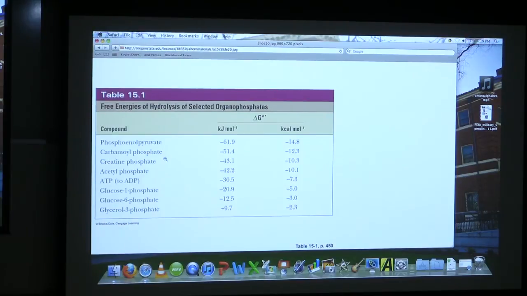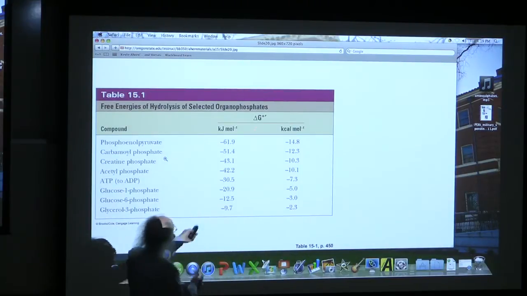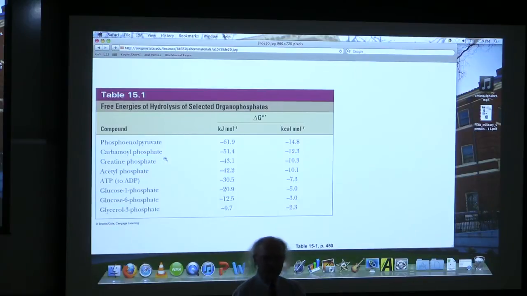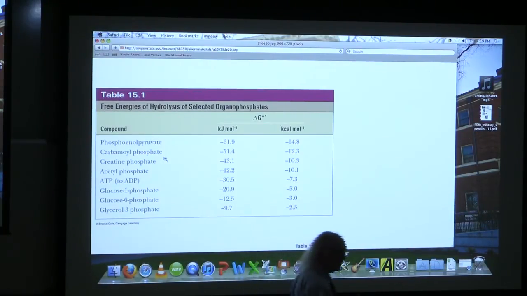Now, this table I find really interesting. Okay? Look at the energy of ATP. Here's the delta G 0 prime. That's the energy of hydrolysis of ATP. That's how much energy ATP would give up under standard conditions. And what were standard conditions again?